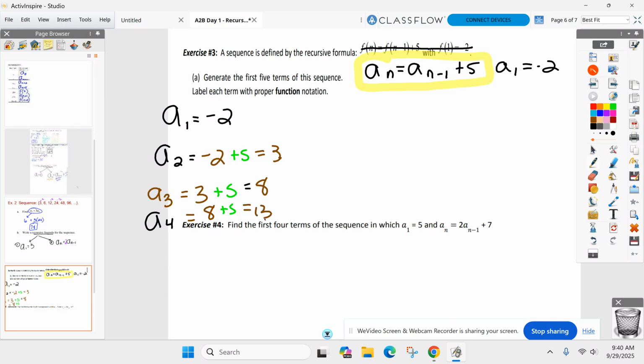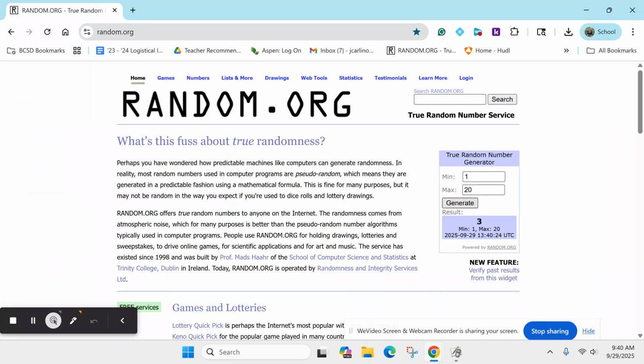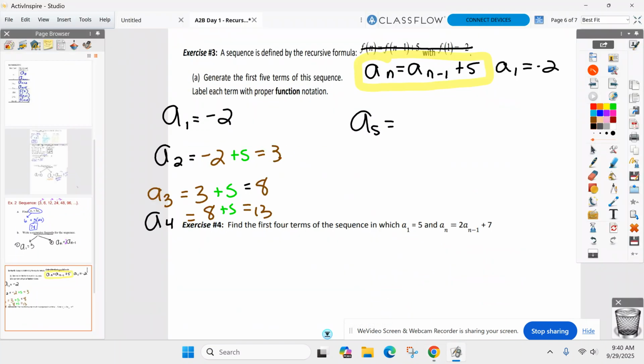And then what did it say? 5 terms? Yeah. Generate the first 5. All right. How do you find the fifth term then? Meredith, how do you find that one? Add 5 to 13. Yep. All right, so if you want to list it out, that would be great for me: -2, 3, 8, 13, 18.